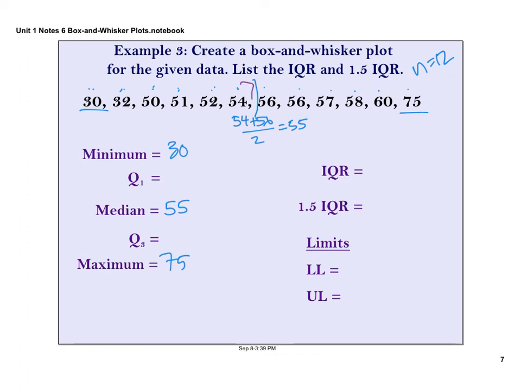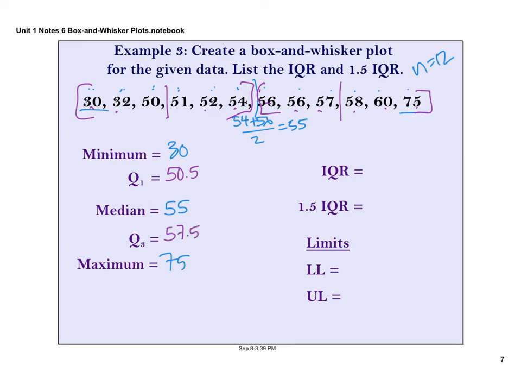Lower quartile is the median of the bottom half. So if I look for the median of the bottom half, I'm at 30, 32, 50, 51, 52, 54. It's between the middle two, so my median of that is 50.5. And then the median of the upper half, I have 56, 56, 57, 58, 60, 75, so 57.5.